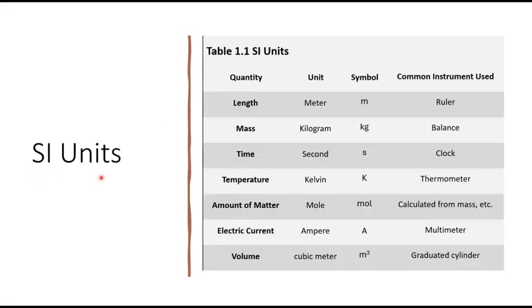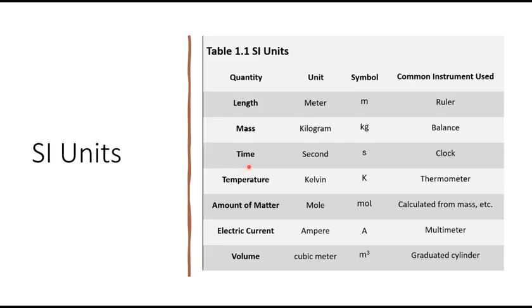Let's go over the SI units. Make sure that you know Table 1.1. If the quantity we want to measure is length, the SI unit is the meter, and the symbol is lowercase m. A common instrument that is used to measure length is a ruler. If we want to measure mass, the SI unit is kilogram, and the symbol is lowercase k, lowercase g. The g is telling us it's mass. And the common instrument used is a balance.